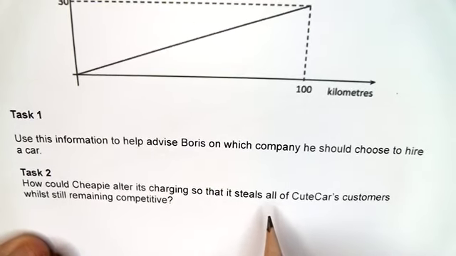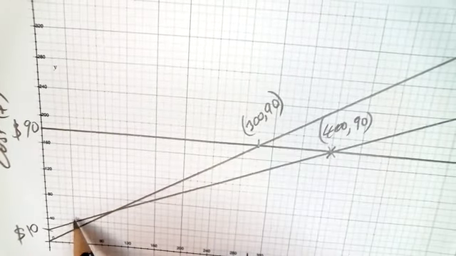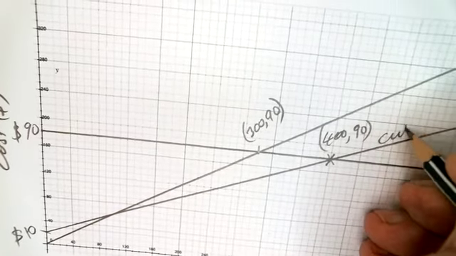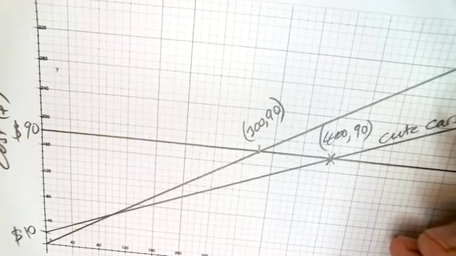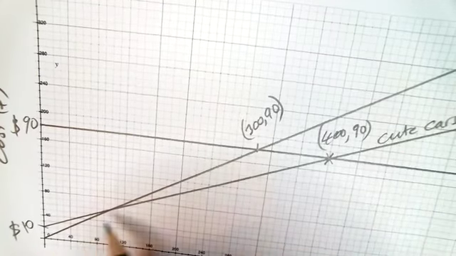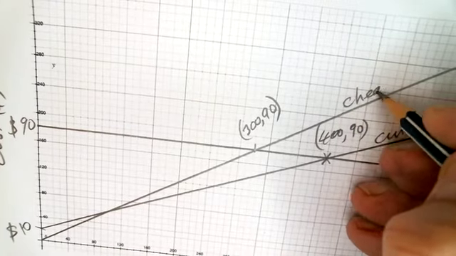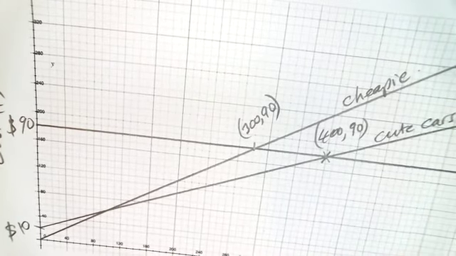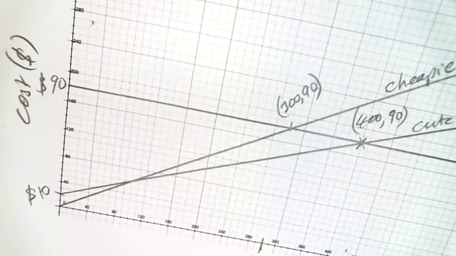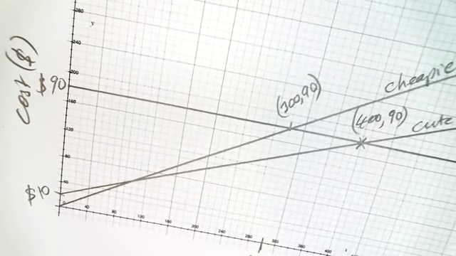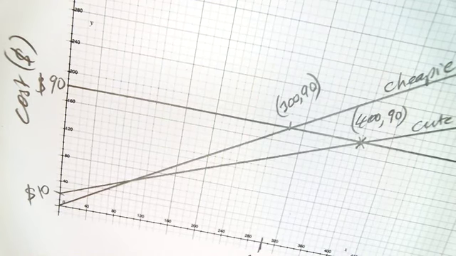Now, remember, Qt Cars is this one here. This is Qt Cars. And Cheapy is the other one, the one that starts at 0. This is Cheapy. Now, there's no right answer here, folks, and as long as you do something that makes sense, you're probably going to be in a reasonable state to get the marks you need.